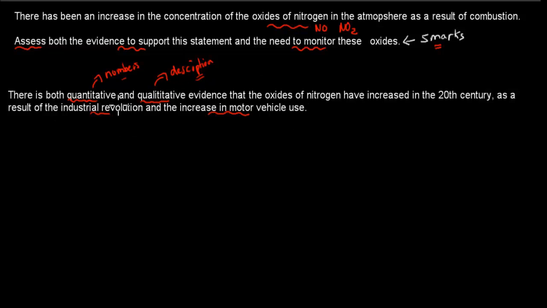And the first statement just says that there has been an increase in concentration, so the statement was correct. And this was most likely due to the Industrial Revolution and an increase in motor vehicle use. And we will discuss the quantitative and the qualitative evidence of that. I'll go through first how these NO and NO2 actually get produced. It's nitrogen oxide and nitrogen dioxide.